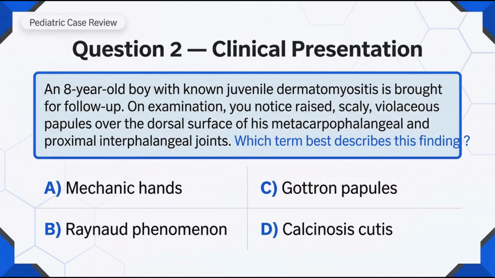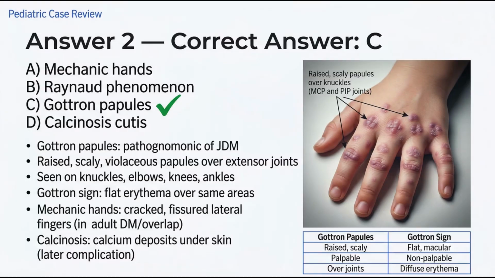Question 2. Clinical presentation. An 8-year-old boy with known juvenile dermatomyositis is brought for follow-up. On examination, you notice raised, scaly, violaceous papules over the dorsal surface of his metacarpophalangeal and proximal interphalangeal joints. Which term best describes this finding? Option A. Mechanic hands. Option B. Raynaud phenomenon. Option C. Gottron papules. Option D. Calcinosis cutis. The correct answer is Option C.